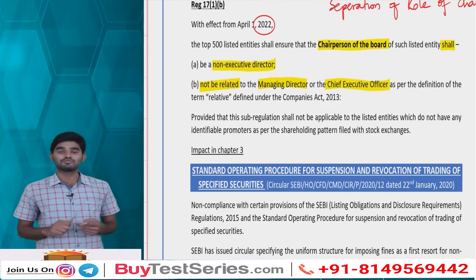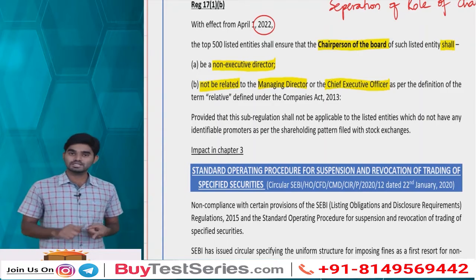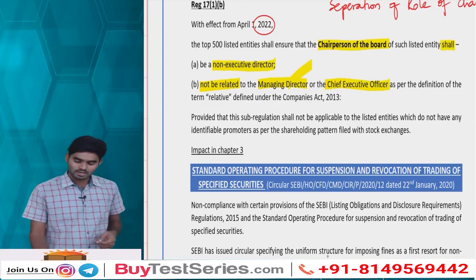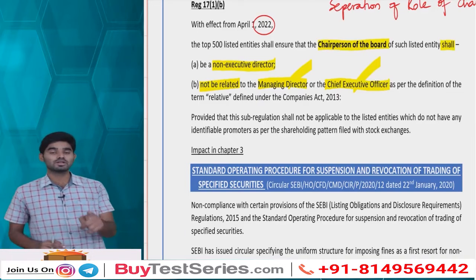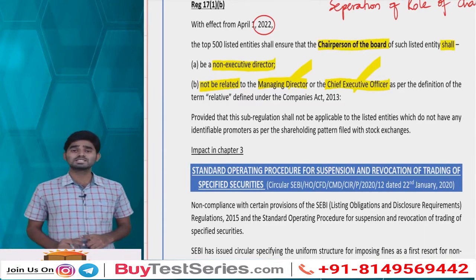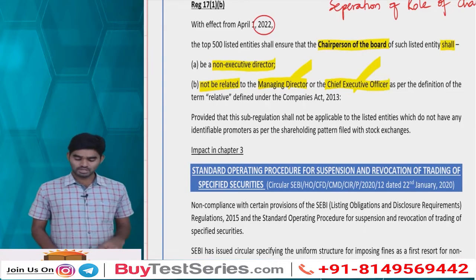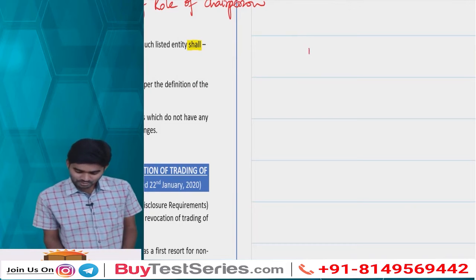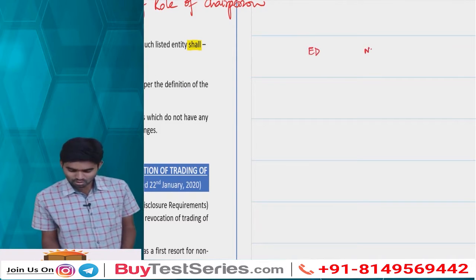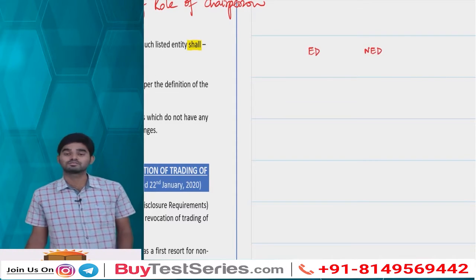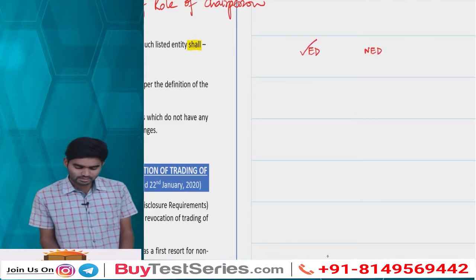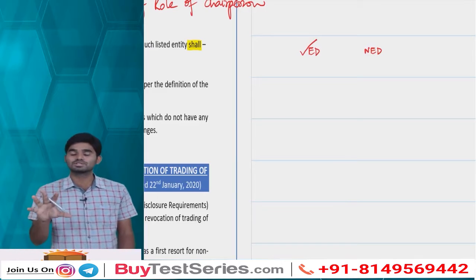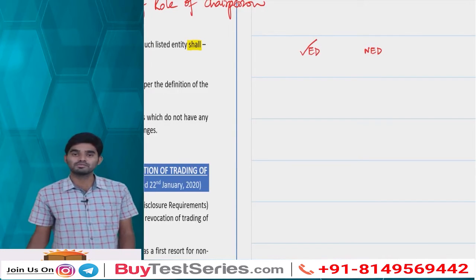So twofold it is. One, you shall be a non-executive director. Two, you shall not be related to the managing director and the CEO of the company. Then you can be appointed as a chairperson of the listed company. Sir, you need to check first of all whether you are an executive director or non-executive director. If at all you are an executive director, then ruled out. You cannot act as a chairperson of the listed company, that is the top 500 listed companies from 2022 April 1.